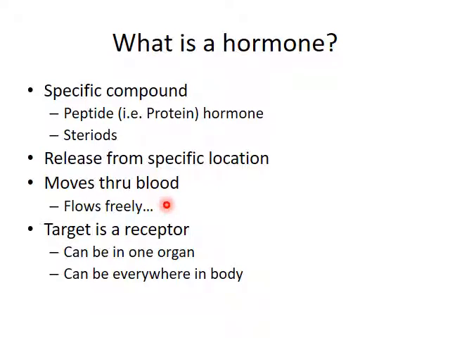It moves more or less freely, more or less independently from everything else. And then there has to be a receptor somewhere in the body for that particular hormone. The receptor can be located in one specific spot, like you might think about thyroid hormones, TSH, TRH, or you might have something like insulin, which has receptors throughout the body. So, a specific compound from a specific location, moving through the blood. That's very important for defining a hormone. And then it has a target receptor somewhere in the body that it can respond to its presence.